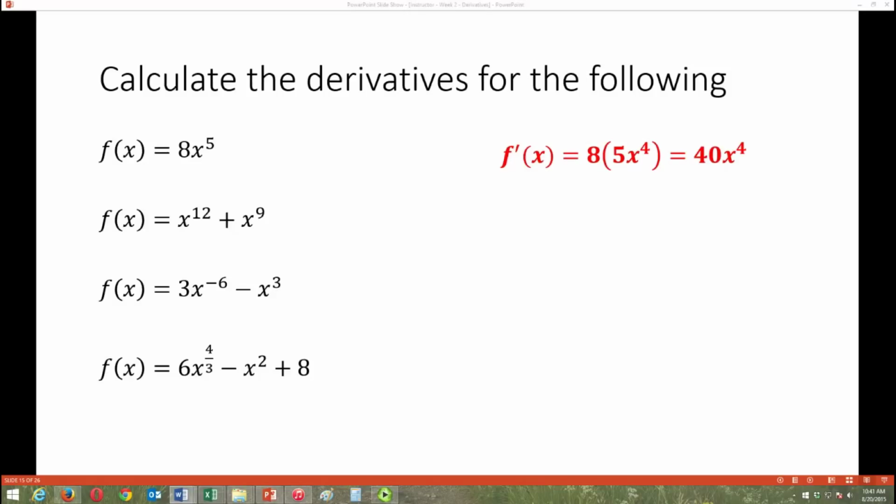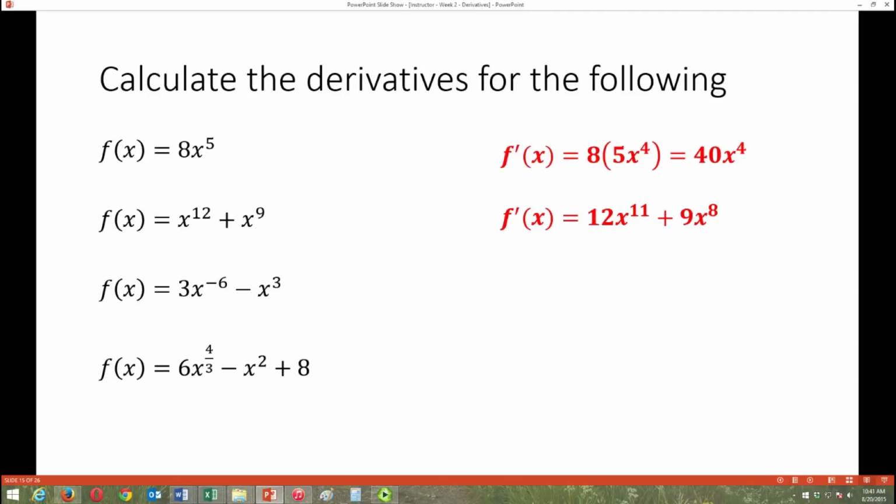For an example of a sum rule, we have f of x equals x to the 12th plus x to the 9th. We're simply going to take the derivative of each term separately. Remember, the terms are separated by plus and minus signs. This gives us f prime of x. The derivative of x to the 12th is 12x to the 11th, and the derivative of x to the 9th is 9x to the 8th.